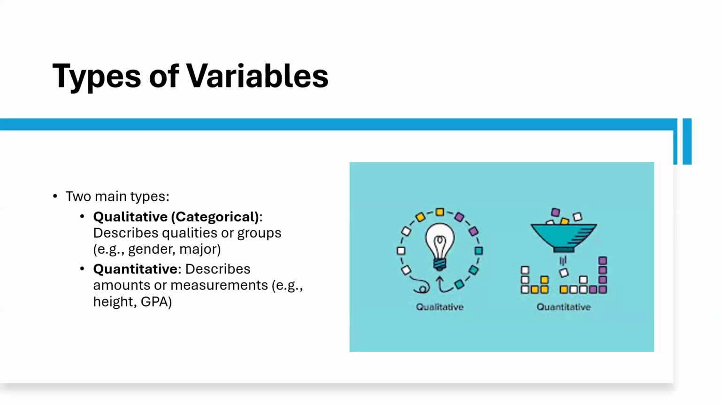Variables come in 2 main types. Qualitative variables describe categories or groups. Quantitative variables are numerical and involve counting or measuring. This distinction will guide how we visualize and analyze data.